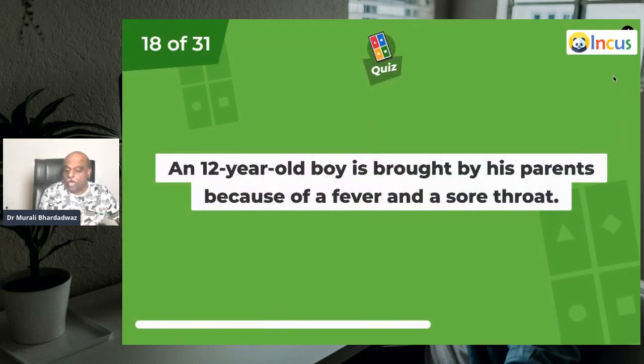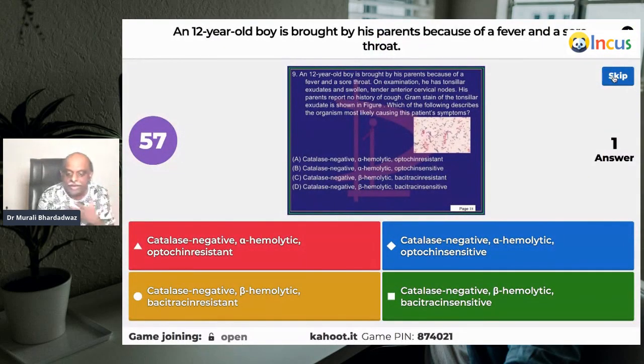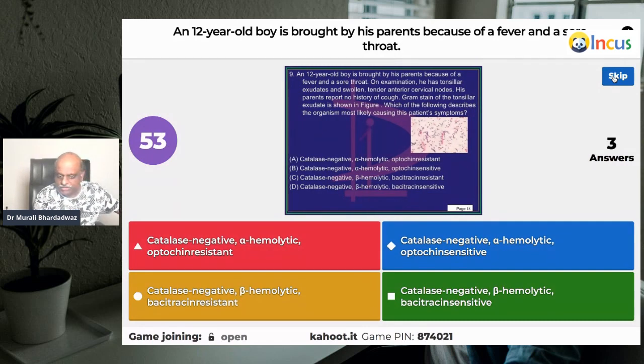A 12-year-old boy is brought by his parents because of the fever and sore throat. He has tonsillar exudates, swollen, tender anterior cervical lymph nodes. No history of cough. The gram stain of the tonsillar exudate is being shown to you. Once more, you can appreciate.